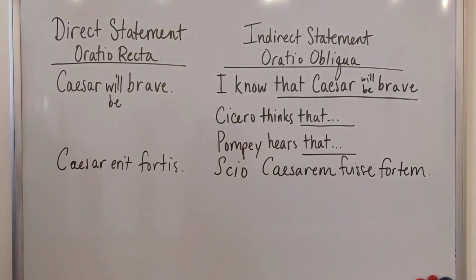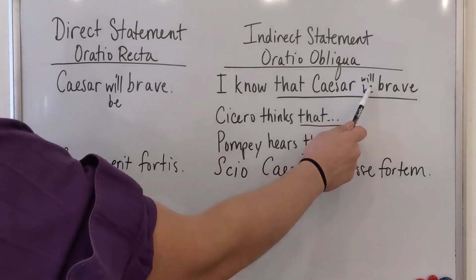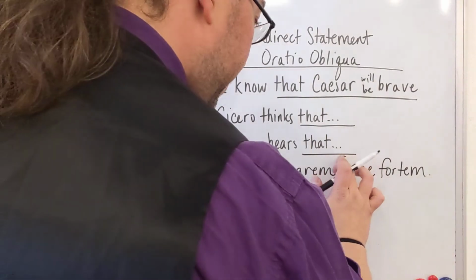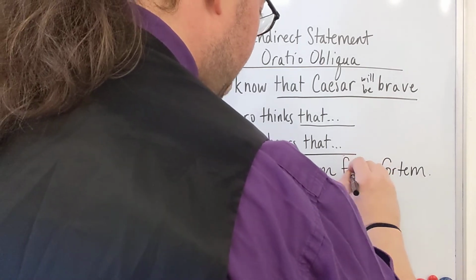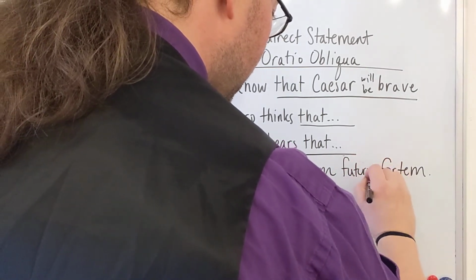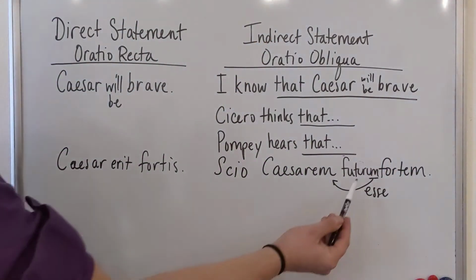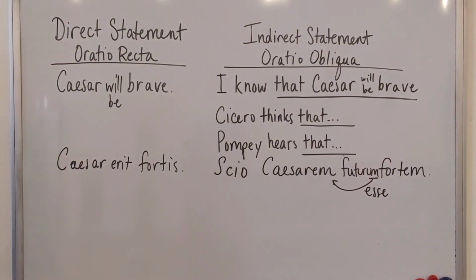I know that Caesar will be brave. If you guessed we're going to use the future infinitive because this is a subsequent or afterwards action compared to this, you are correct. Be careful with future active infinitives and perfect passive infinitives because they have to agree with the subject in gender, number, and case. So futurum, not futurus, esse. That is the future infinitive of sum.